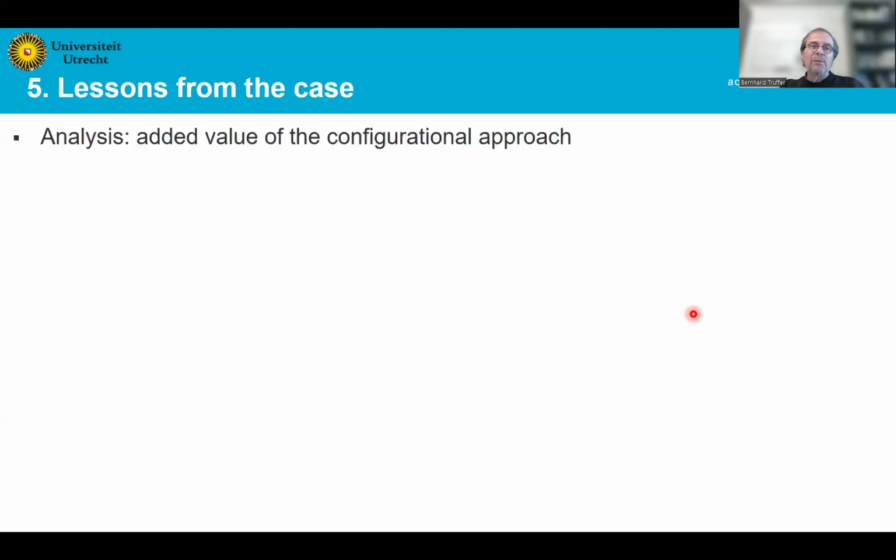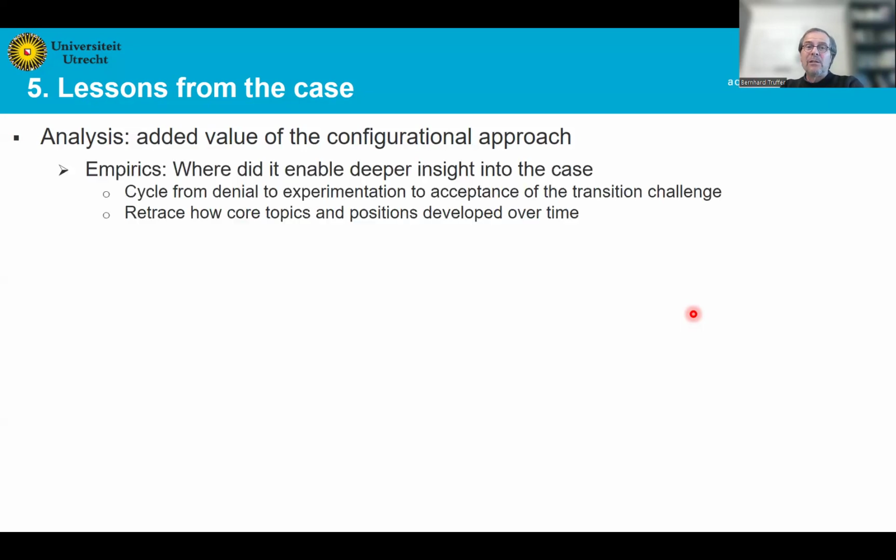So what are the lessons from the case that we can take? First, the added value of the configurational approach in terms of empirics: where did it enable deeper insight into the case? We can really nicely reconstruct the cycle from denial to experimentation to acceptance of the transition challenge.